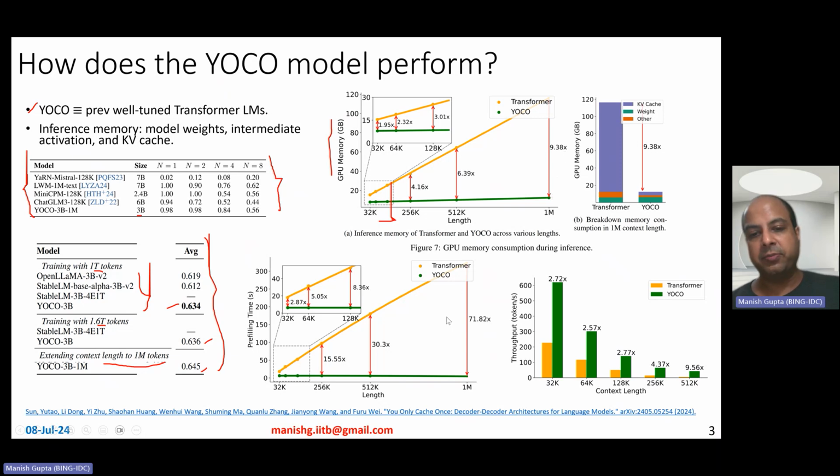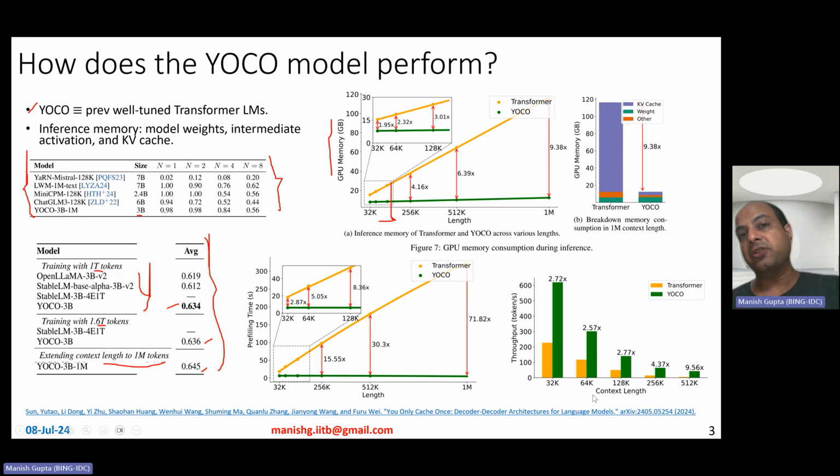Okay. Now that's about GPU memory usage. But if you look at the prefilling time, again on the x-axis, you basically see the sequence length, right? And on the y-axis is prefilling time. And as you can observe, even for million-sized sequences, the prefilling time reduces by 72x. Now, that's huge, right?